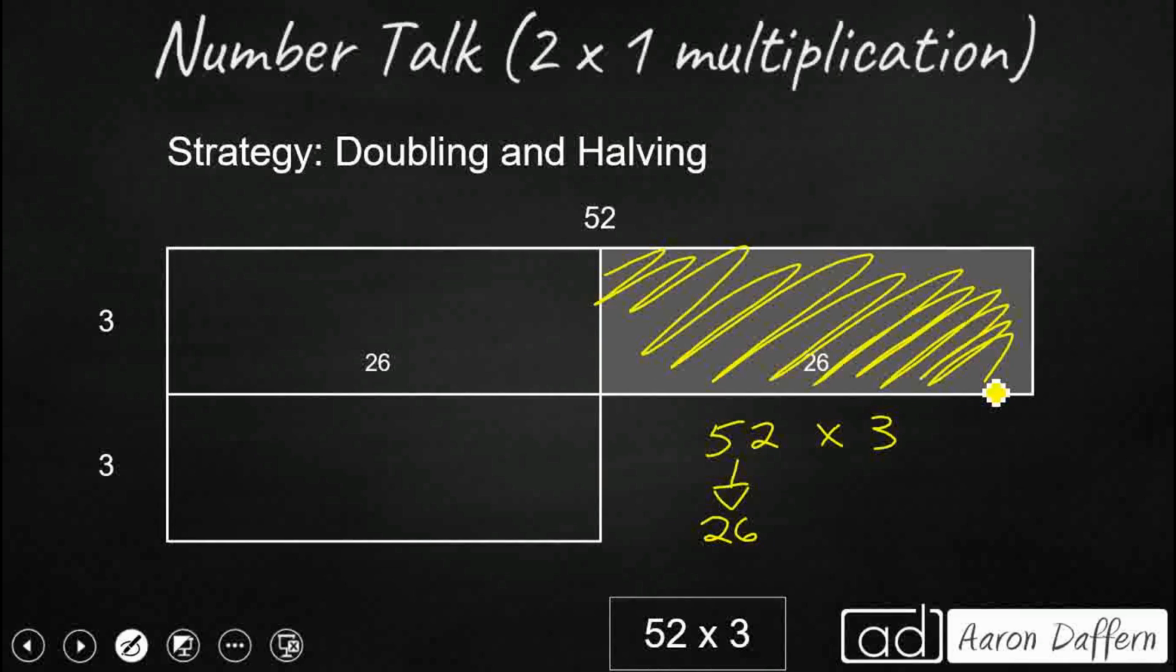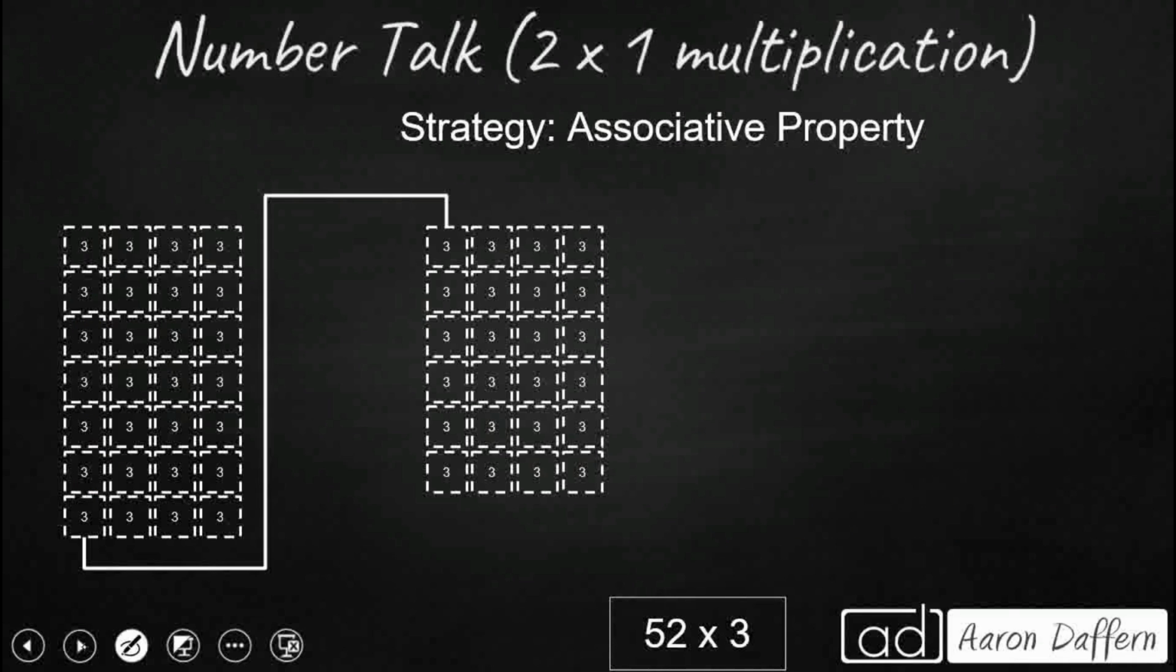But in order to keep a balanced equation, if I took one of my factors and cut it in half, I've got to take my other factor and double it. So that's where this comes in. So instead of 3, I've now got 6. So I'm going to do 26 times 6. And we can do that same thing. We can say, well, 25 times 6 is 150 because that's 6 quarters. An extra 6 is going to get me 156.